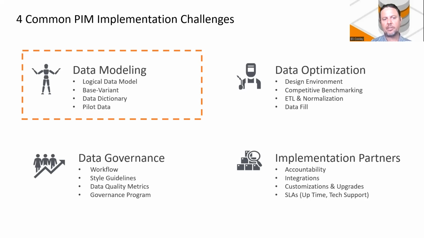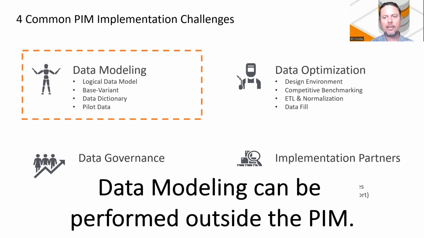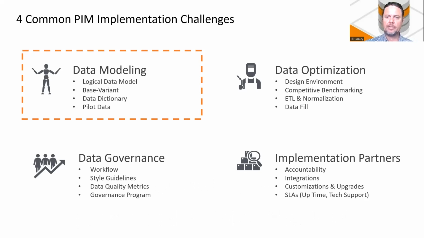Third is a data dictionary. So making sure that we define thoroughly what all these different fields mean and whether they're allowed to be multi-valued, and thinking ahead in terms of how everything's going to be defined. And lastly, pilot data. It's really useful to move forward with maybe one category or a few small categories of products and work them all the way through so that we can see the outcome prior to trying to push the entire catalog into the PIM.